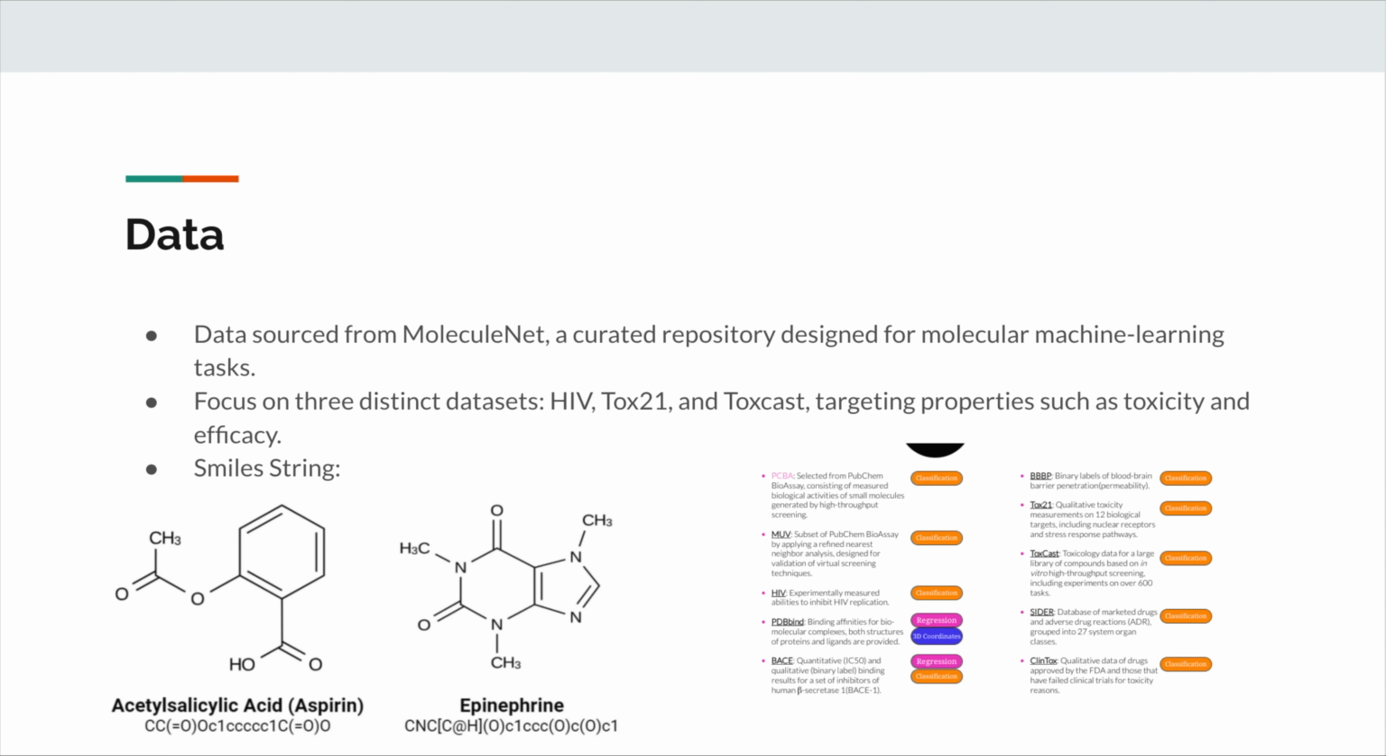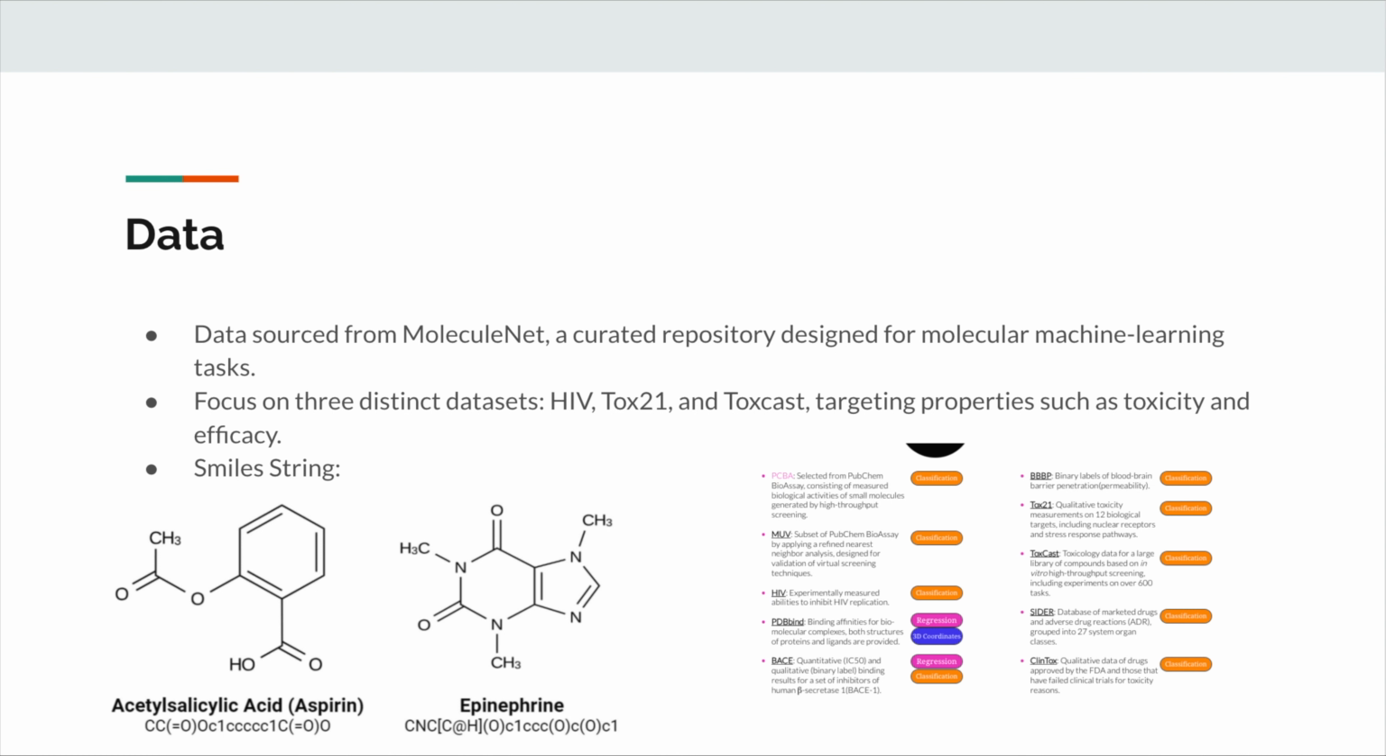Data. For this project, we got all our data from MoleculeNet, which is a repository that's designed and made for molecular machine learning tasks. From this repository, we selected 3 different data sets: HIV, Tox21, and ToxCast, which target properties such as toxicity and efficacy. Another reason why we chose these data sets is because they have a wide range of classification tasks. HIV has only one classification task, but ToxCast has over 600, which is a good way to find the pros and cons of our models.